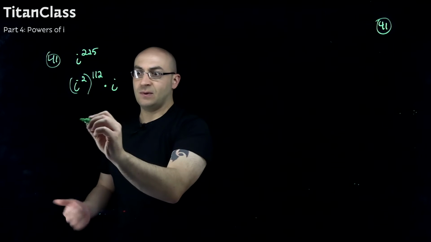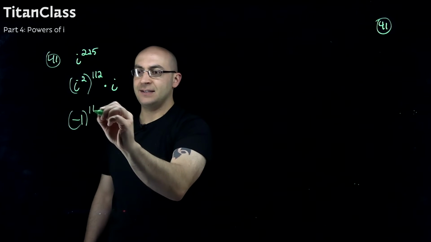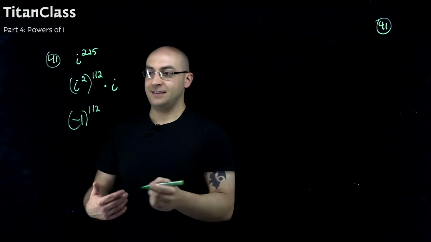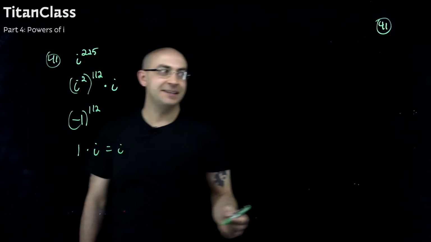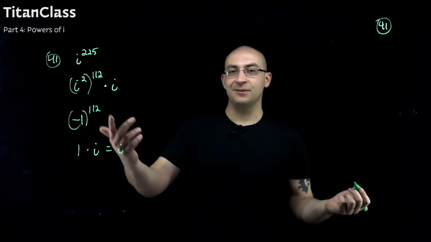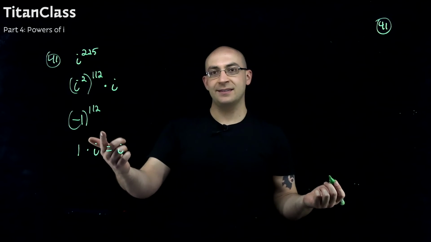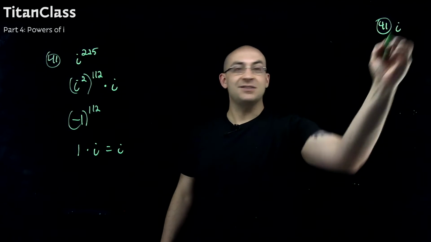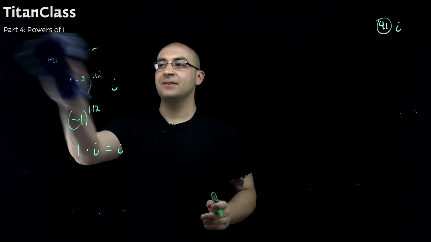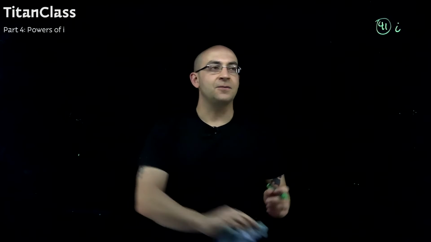So i squared is -1, and i squared to any power that's even is 1 times i, which is i, right? So it doesn't matter how big the number is, right? As long as you know that it's even or odd, who cares what the number is? You can just tell me what it's going to be when I have -1 here. So number 41 is just i, right? So it doesn't matter the size of the number. Okay? 42.